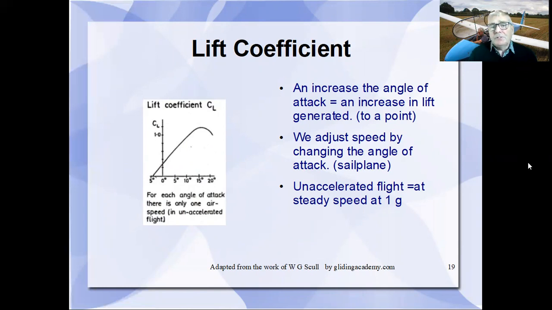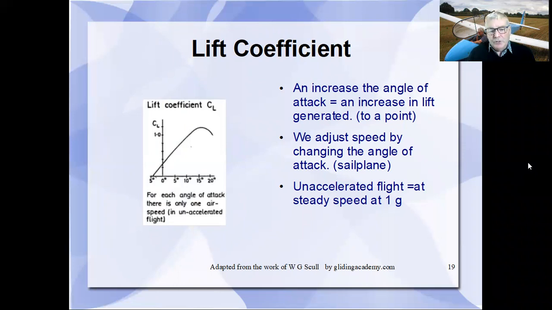But when we get to about 15 or 16 degrees, it starts to sharply tail off. And the reason for this is the airflow is now no longer laminar. It's no longer sticking to the wing properly because the angle's too great. And so this suction effect is lost. And that's the stall, effectively. So we can adjust the speed of a glider by changing the angle of attack, and we can also adjust the amount of lift generated by changing the angle of attack.